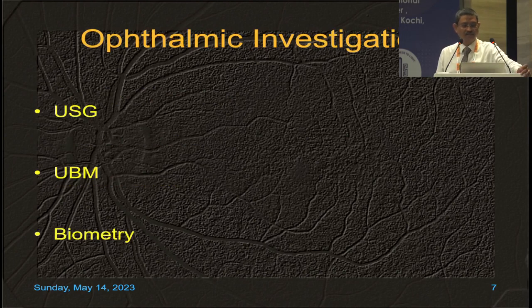Regarding ophthalmic investigations, when posterior segment visualization is not proper, ultrasonography gives you good information. But if there is silicone oil, that has to be addressed properly. Ultrasound biomicroscopy can give you an idea about the zonular status. Biometry should be done according to the situation. If there is silicone oil, that mode should be different, or if it is a dense cataract, optical biometry may not be possible, so ultrasound biometry has to be used.